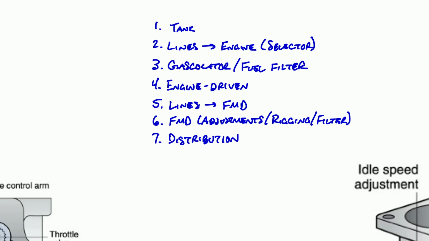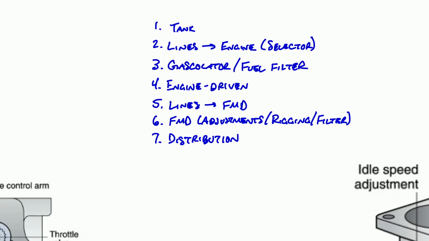We're going to take a look at filters. A lot of these fuel metering devices are going to be equipped with a last chance filter or a finger screen or something like that at the fuel inlet to try to protect the device from anything going on. And once we get past that, we're going to take a look at the distribution system.